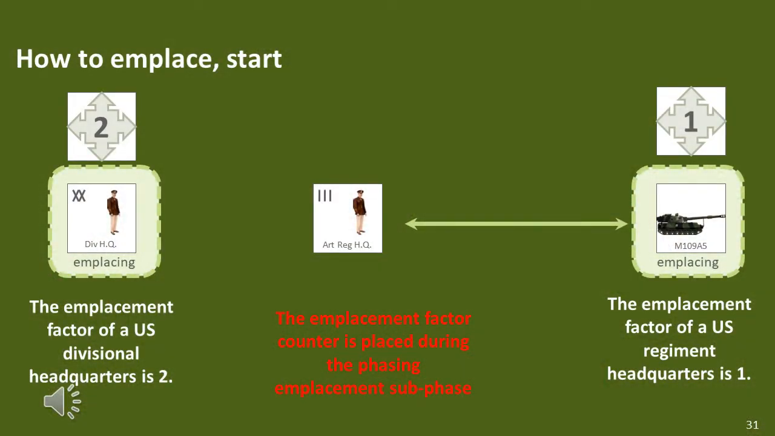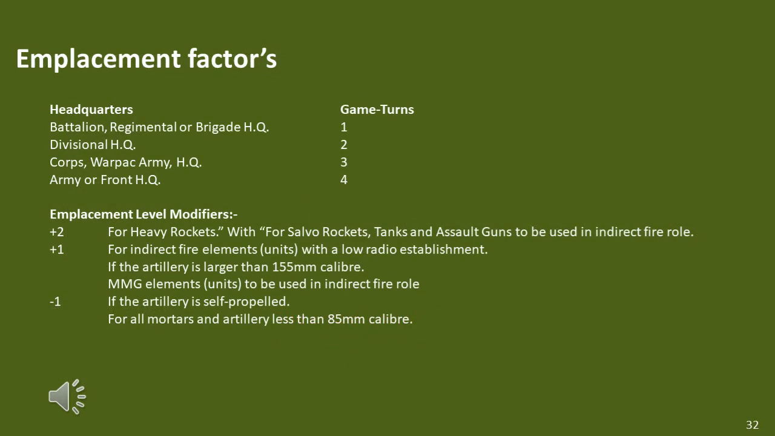If an element or headquarters is eligible to emplace, then at the beginning of the phasing emplacement subphase, an emplacement factor marker bearing a number equal to the controlling headquarters emplacement factor is placed adjacent to each newly emplaced element. A headquarters emplacing uses the emplacement factor of itself. As you can see from the emplacement factor table, once you apply modifiers, a self-propelled howitzer or gun of under 155mm is immediately in place. An indirect fire element with a modified emplacement factor of less than 1 automatically emplaces during the first emplacement subphase.